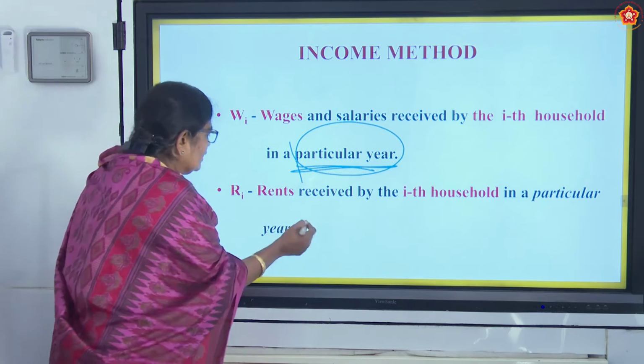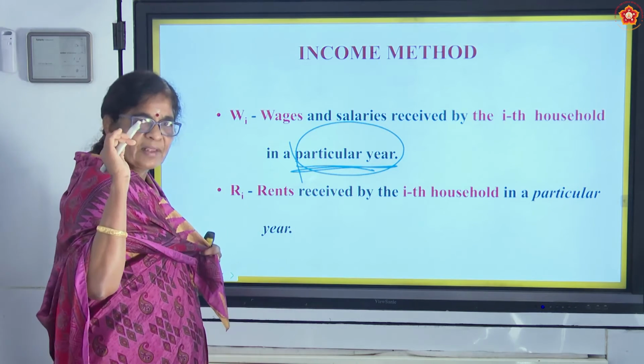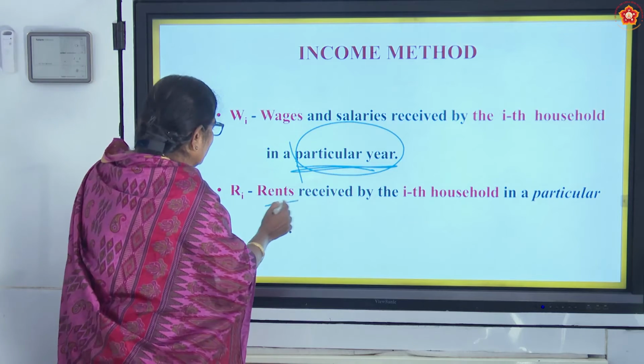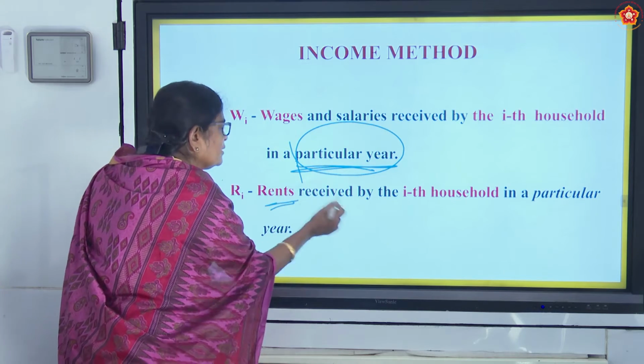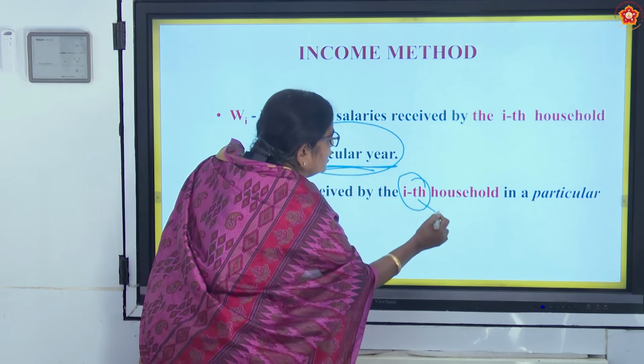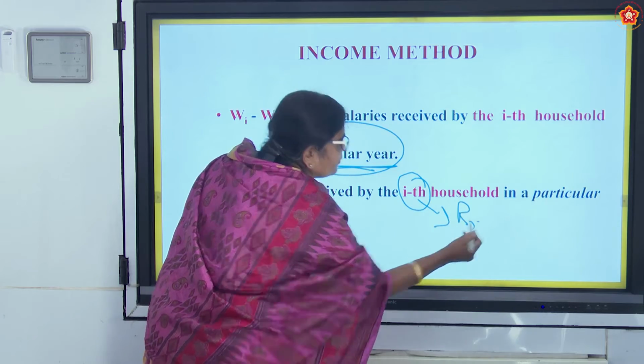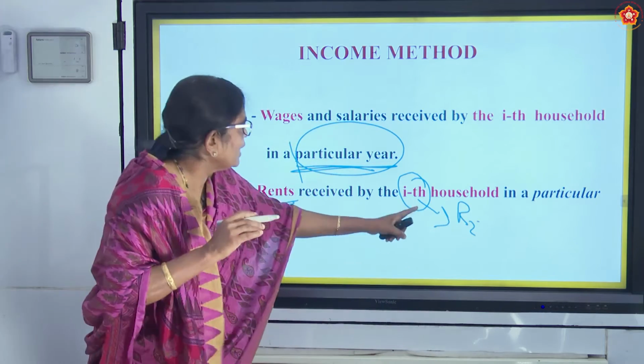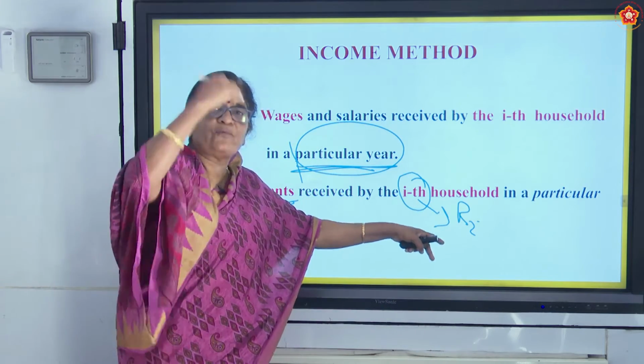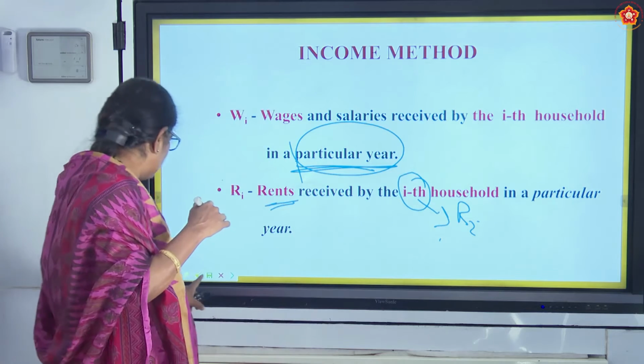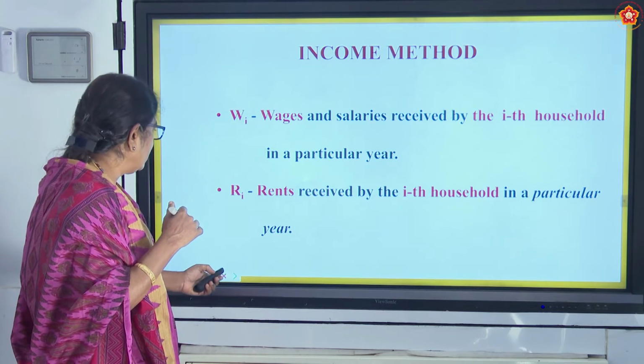What is rent? Again, you know, for the land they receive rent. The rent received by the ith household is referred to as RI. That means the ith household may be the 800th household or the 40th household, anything. Again, the same thing.